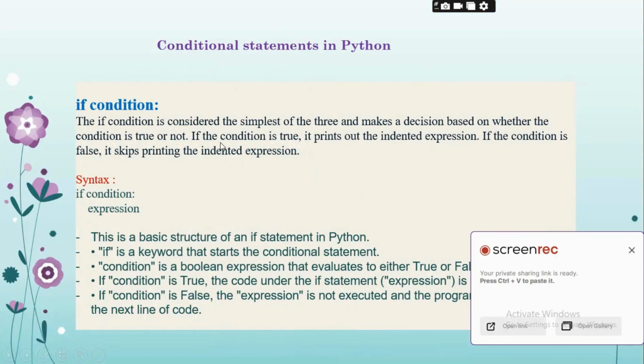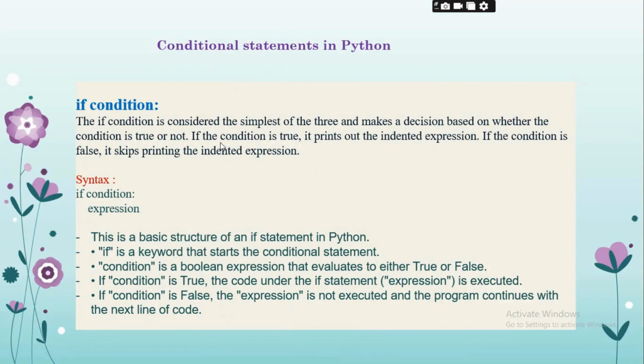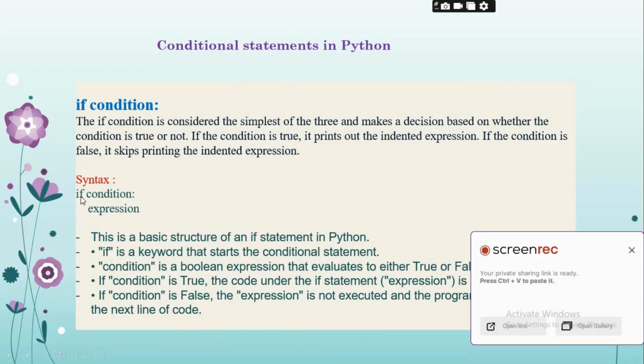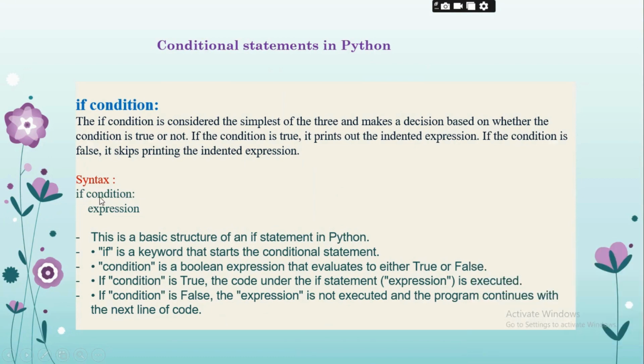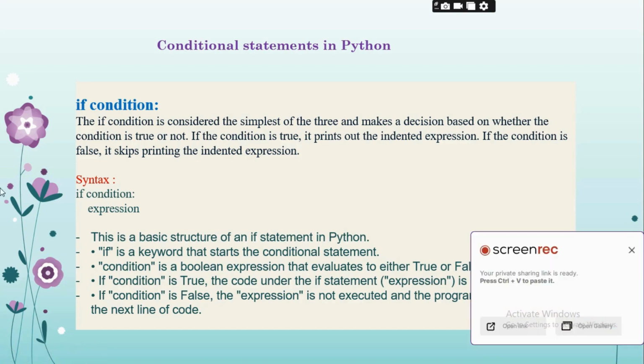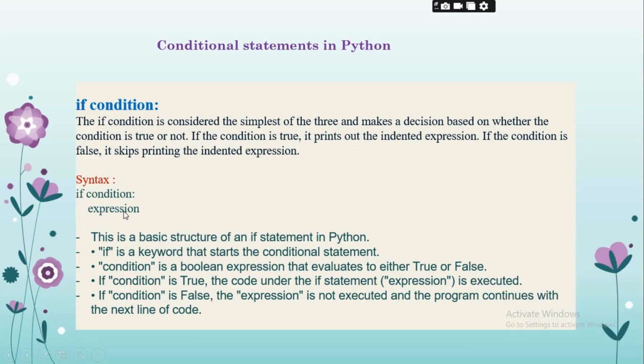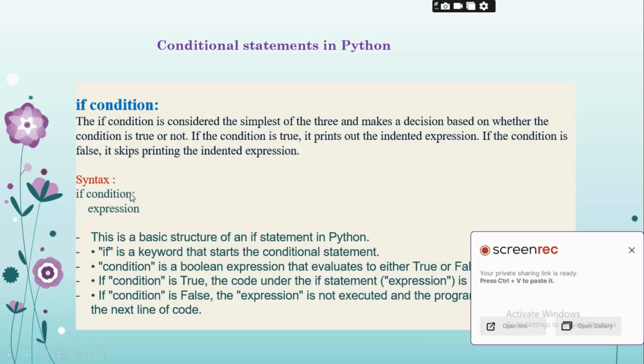So first, the if condition. Basically, only when the condition is true will it execute. If is a keyword in Python, and then comes the condition, which is a boolean, true or false. When this condition is true, then only it will execute the expression, which might be a print statement or any logical expression. When the condition is true, then only it will go to the expression.